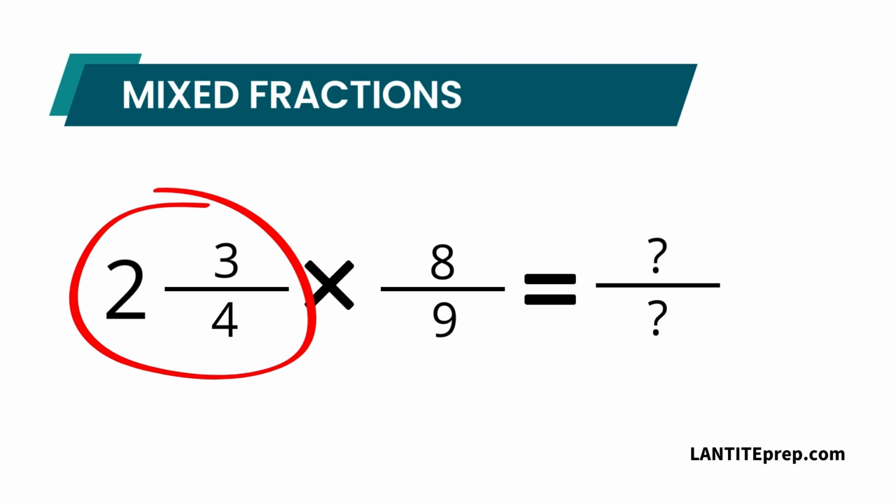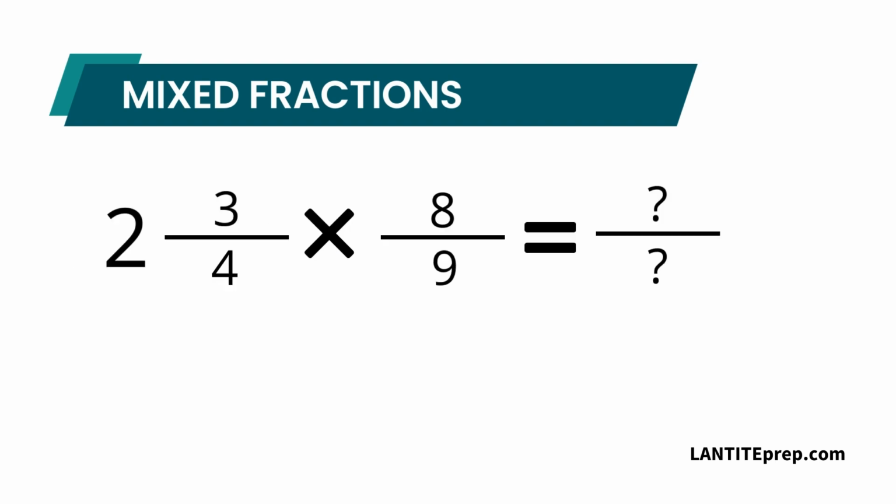Because alongside the fraction, it also includes a whole number. Let's walk through how to solve this. First, we need to convert the mixed fraction to an improper fraction by multiplying the denominator by the whole number. In this case, that's 4 times 2. And then we take that product, which is 8, and add it to the numerator. And now we can rewrite this into 11 fourths.